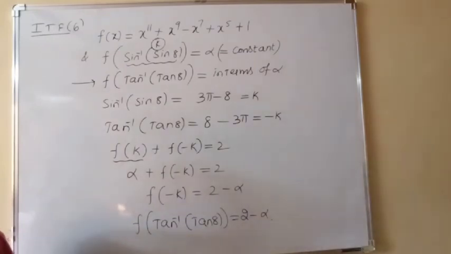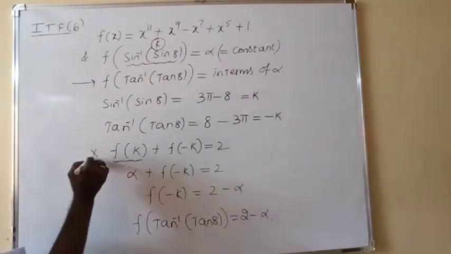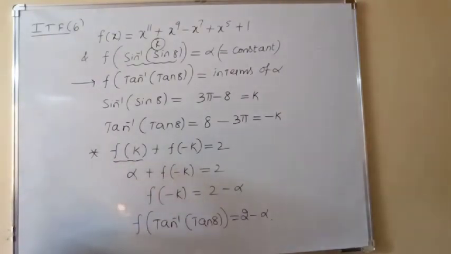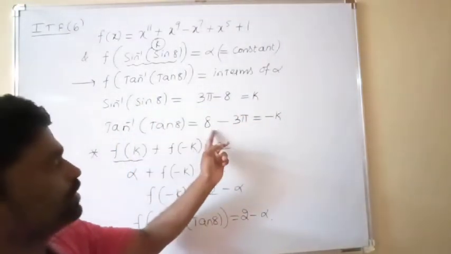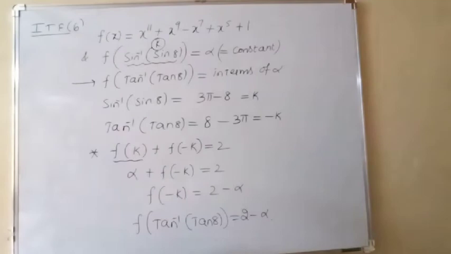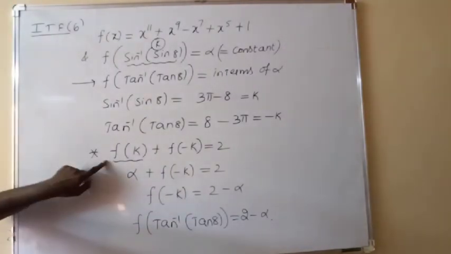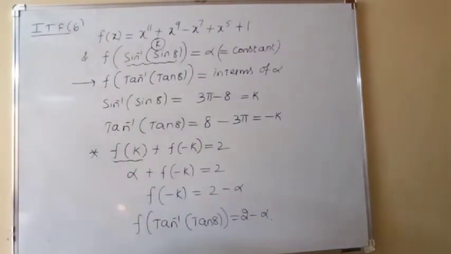See, it looks very difficult, but this is the only important point, the observation. The important observation is that f of k plus f of minus k is 2 only. And if I assume sine inverse of sine 8 is k, then tan inverse of tan 8, according to this, is minus k. In this problem, that is important.